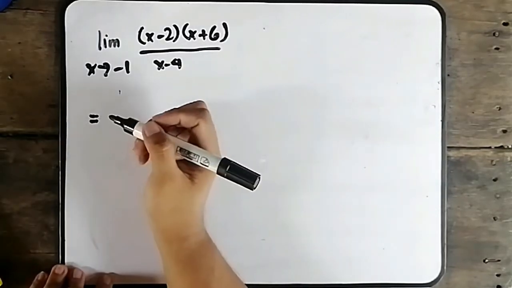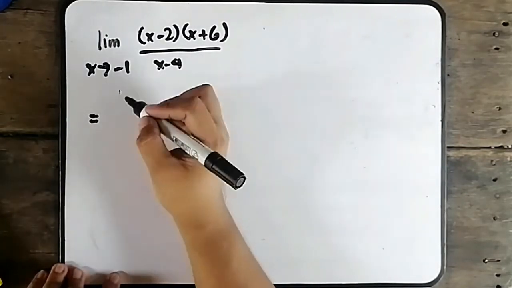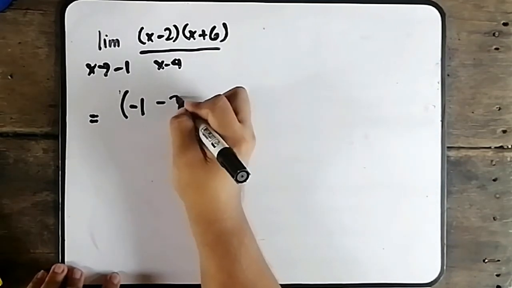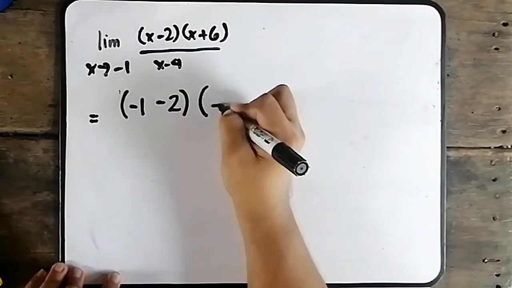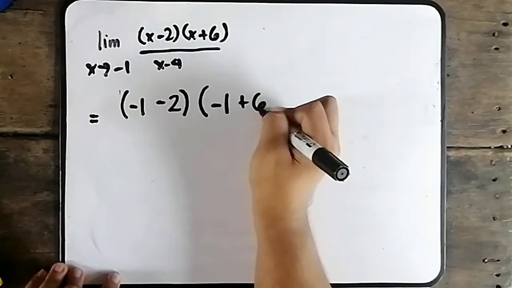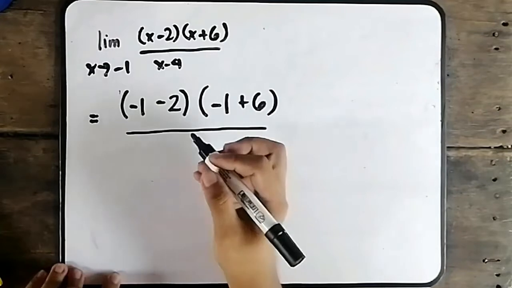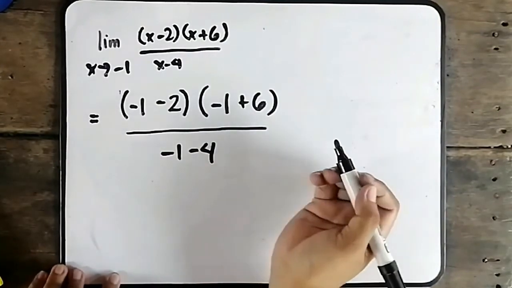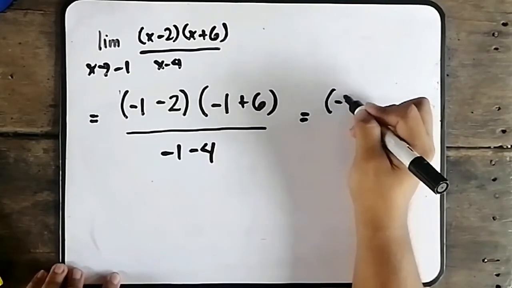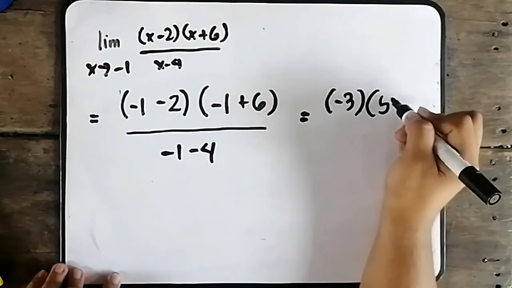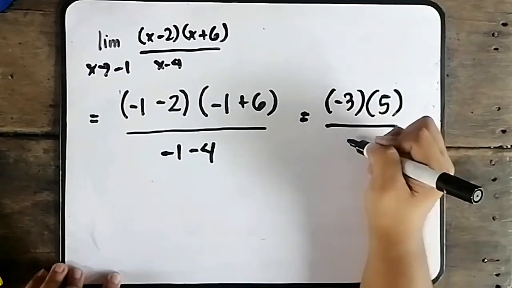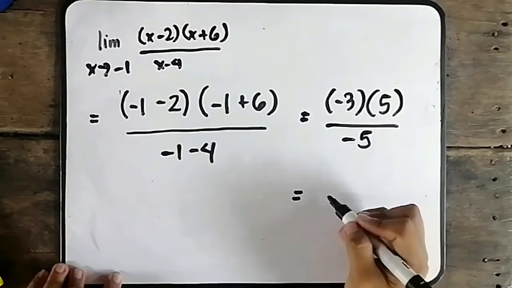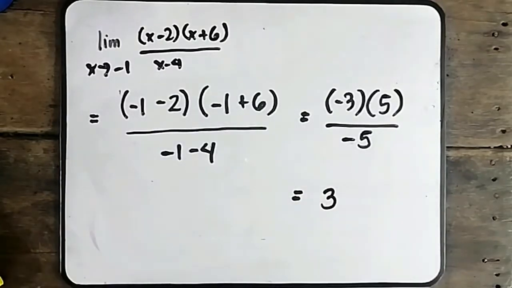So that is now equal to negative 1 minus 2 times negative 1 plus 6 all over negative 1 minus 4. Or that is now equal to negative 3 times 5 all over negative 5, which is equal to 3.